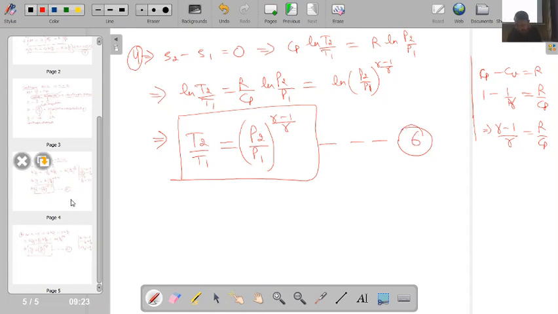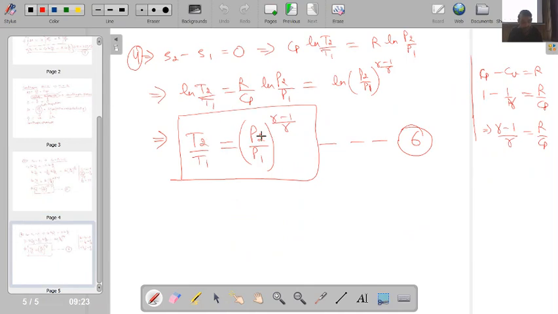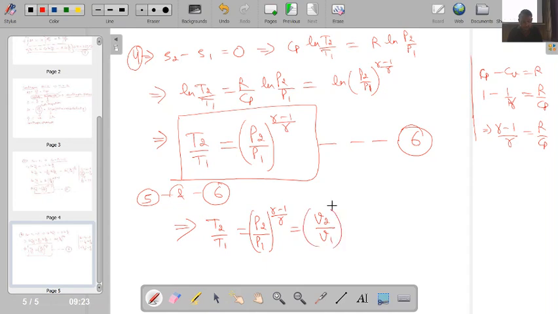Now the interesting point is, in case of equation 5, I have got T2 by T1 as V2 by V1 power minus gamma minus 1, and here I have got T2 by T1 equal to P2 by P1 power gamma minus 1 by gamma. So from equation 5 and 6 I can say that T2 by T1 equal to P2 by P1 power gamma minus 1 by gamma equal to V2 by V1 power minus gamma minus 1.